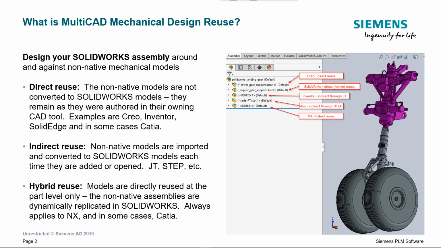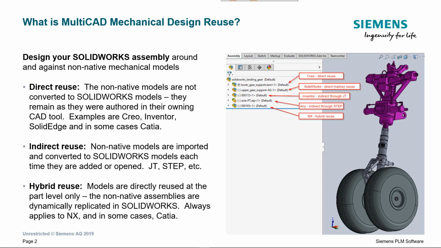It can be subdivided into three modes, or categories. Direct reuse means the non-native models are never converted to SolidWorks models. They are just reused as is, in the SolidWorks session. Direct reuse is possible for Creo, Inventor, Solid Edge, and depending upon configuration, CATIA.